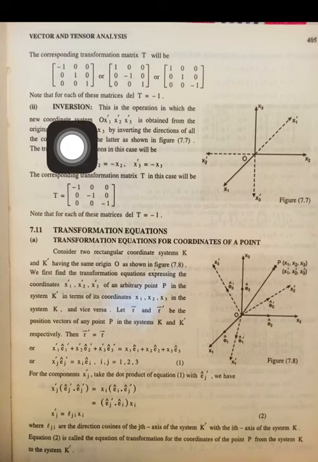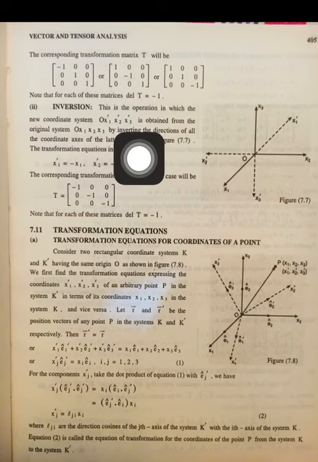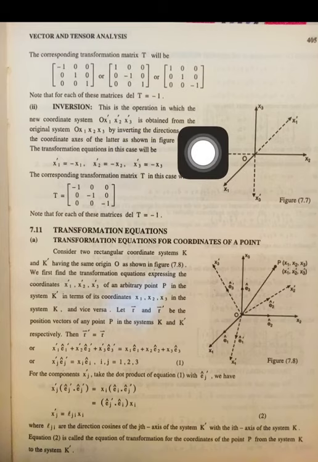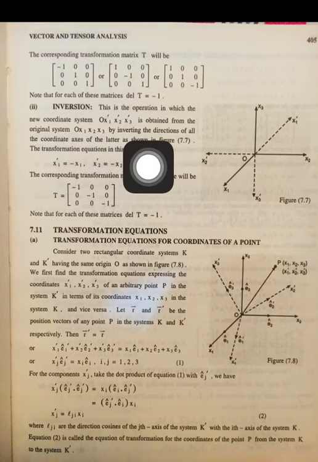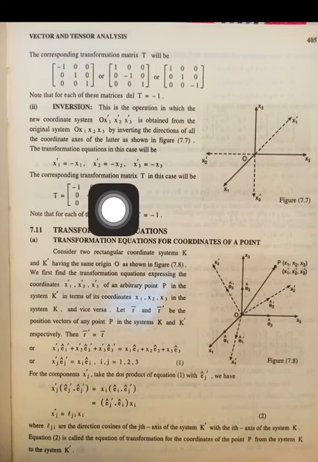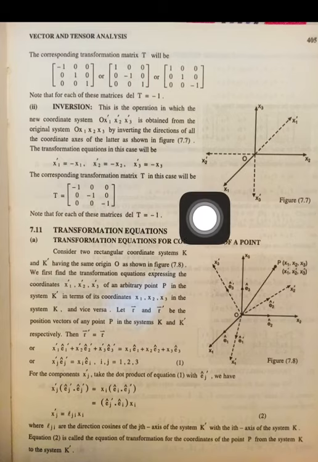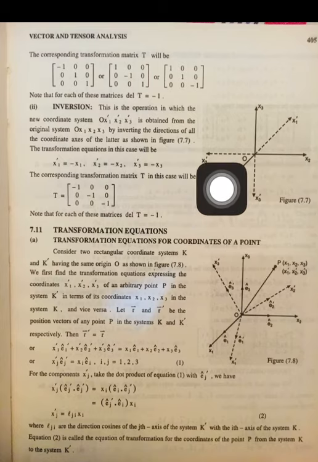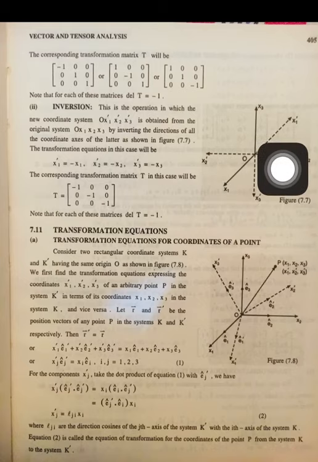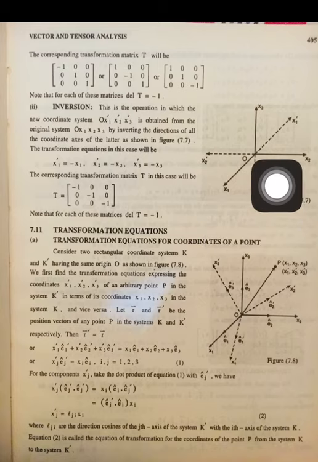Now further is inversion. Inversion is an operation in which the new coordinate system O x1 dash, x2 dash, x3 dash is obtained from the original system by inverting the direction of all the coordinate axes. In the previous section we just reflected, inverting the direction of only a single axis, but here we are inverting the direction of all the axes. So that means x1 dash equals minus x1, x2 dash equals minus x2, and x3 dash equals minus x3.